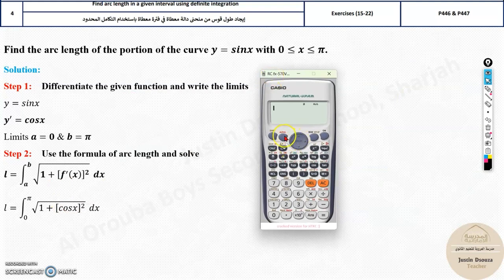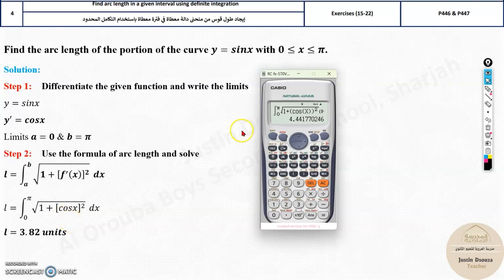Now some of you, not many, might not get the correct answer. Let me clear my calculator and I will do it as it is. Integral of the square root of 1 plus cos x the whole square. I need to put the bracket, square it, and the limit is from 0 to pi. Now when I press equal to, I'm getting 4.44, but over here it's 3.83.